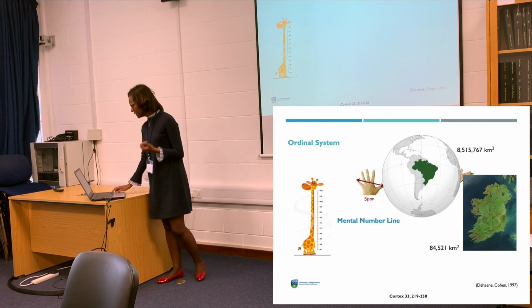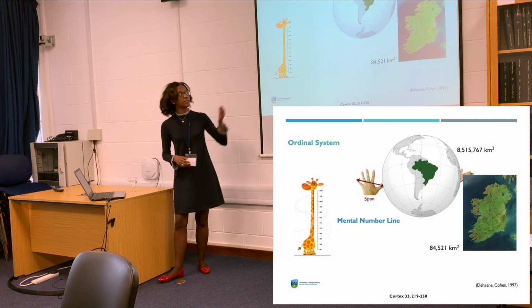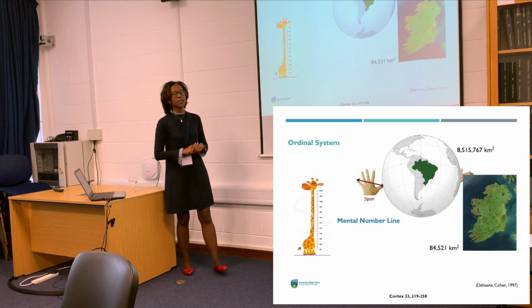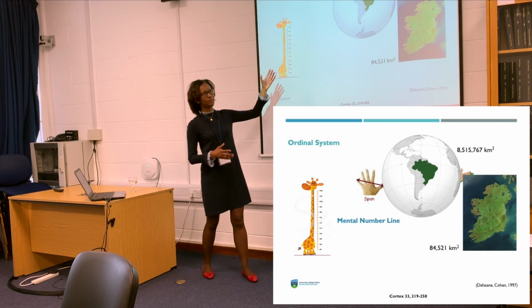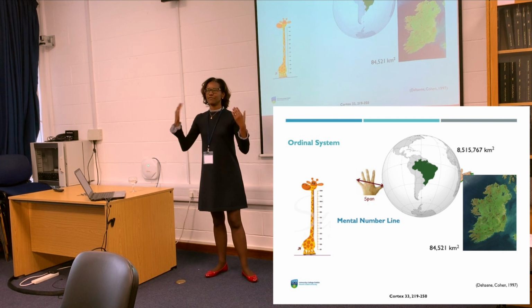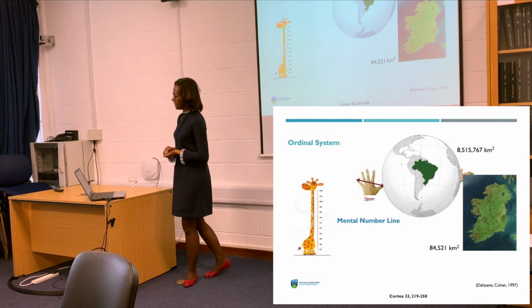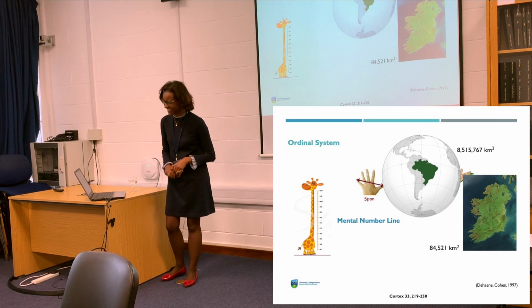Nowadays we have more sophisticated metrics which allow us to look at maps and say, choose the larger, again. And by these metrics we can say that Brazil is far, far bigger than Ireland, and probably has far more problems than Ireland.